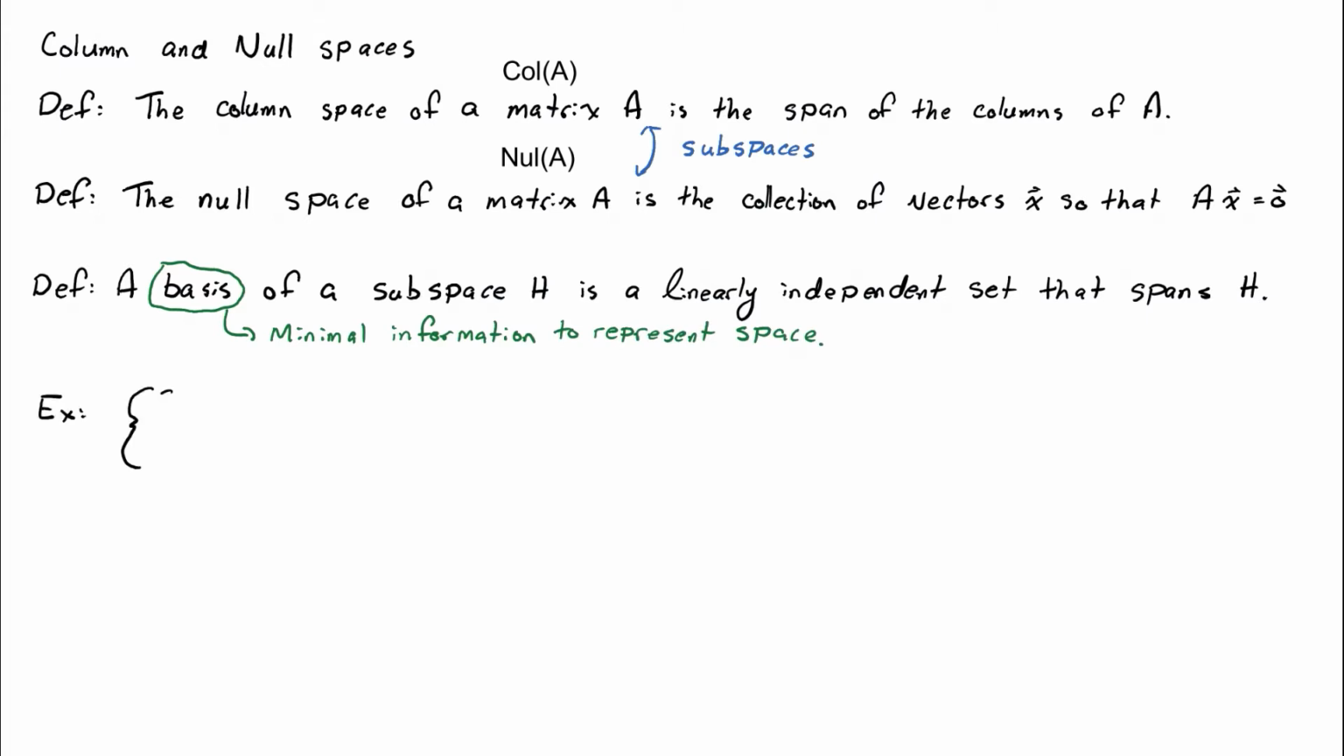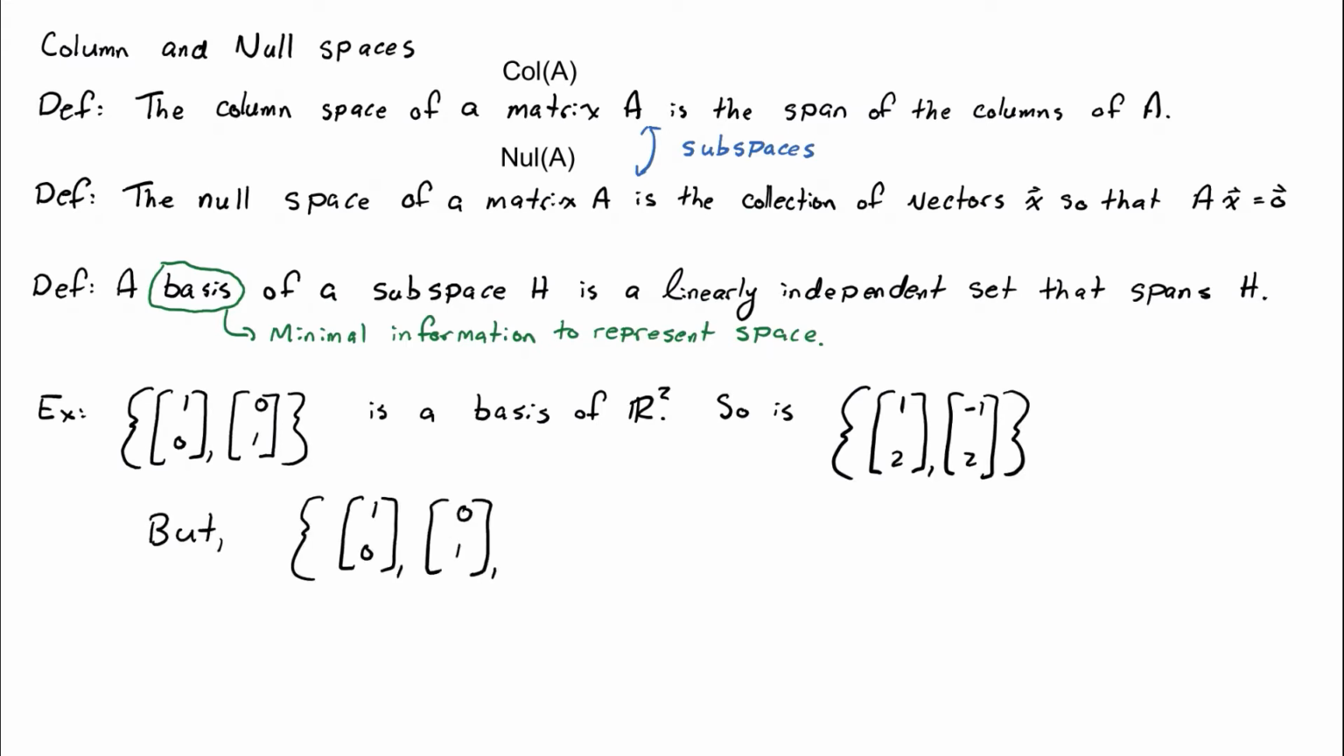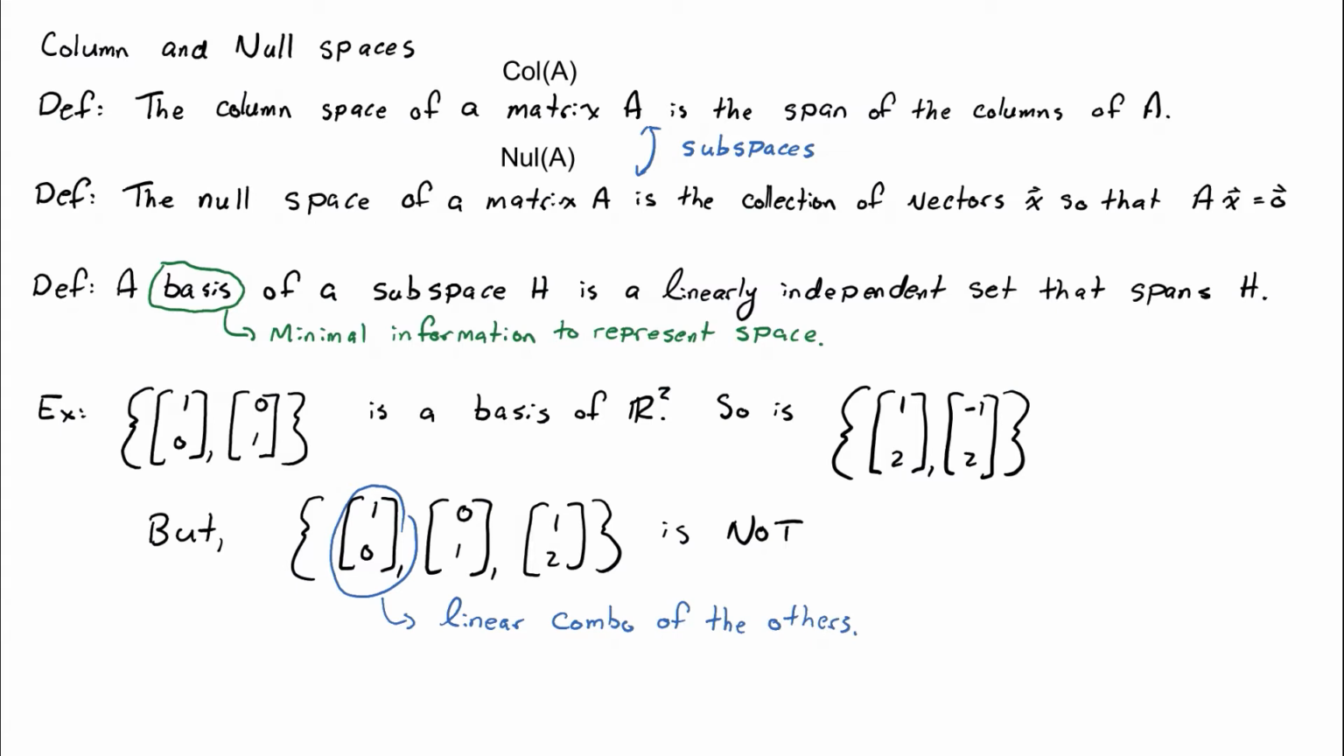For example, (1, 0), (0, 1) is a basis of R2, but so is (1, 2), (-1, 2). But (1, 0), (0, 1), (1, 2) is not a basis. This vector is a linear combination of the others, so it's not a minimal amount of information. And I could have picked any one of these three vectors to have circled.